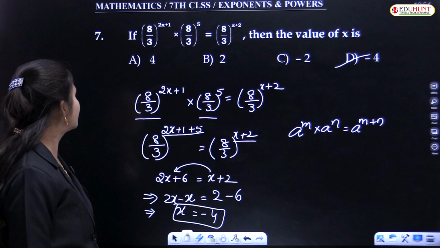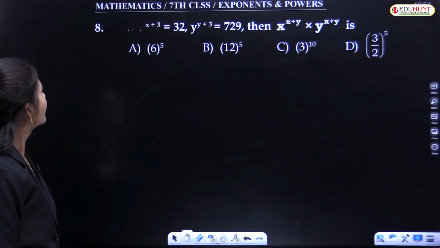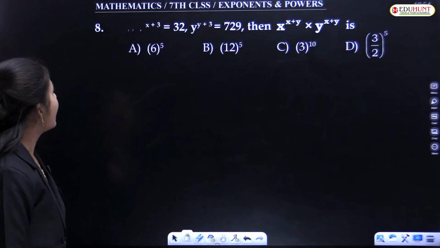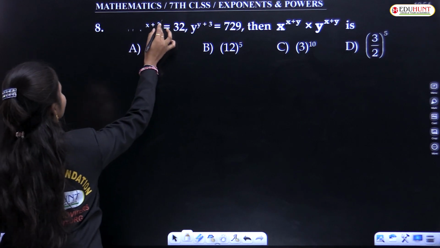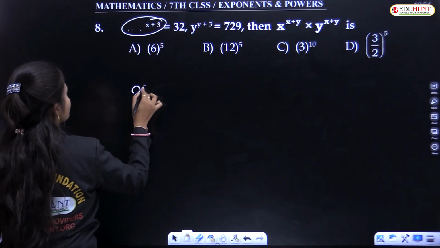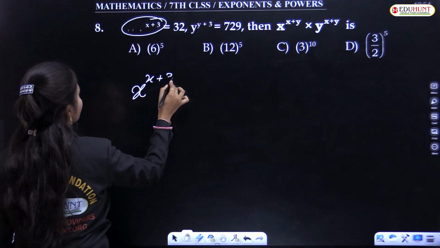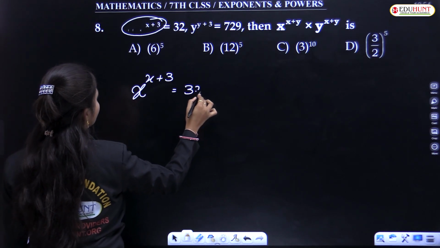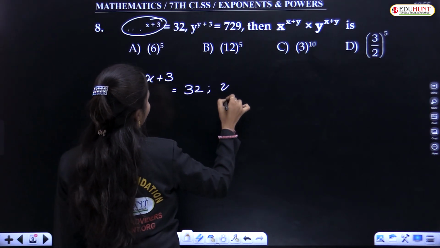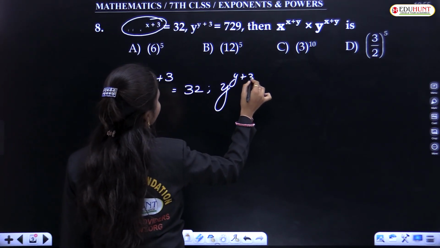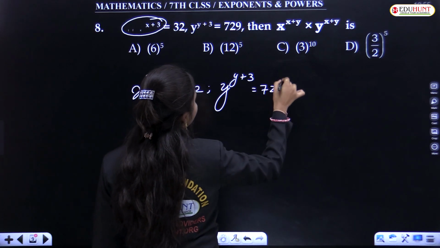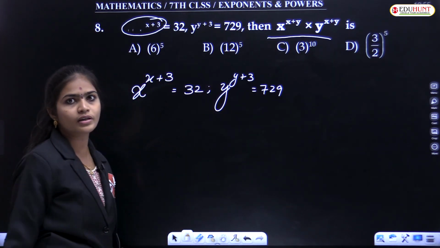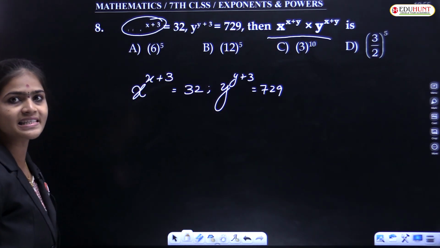Okay, so let us see the next one. Here it is, if x power x plus 3 is equals to 32. Next, y power y plus 3 is equals to 729. Then we need to find this value. Okay, so first we need to find the values of x and y.